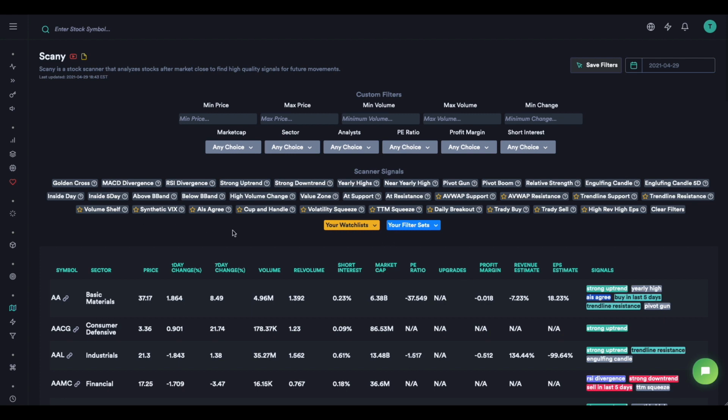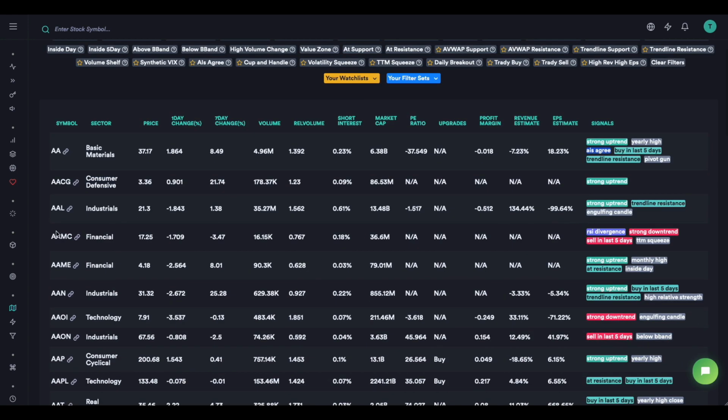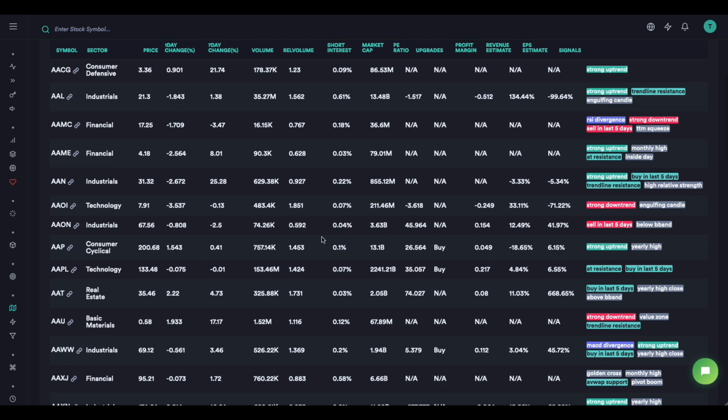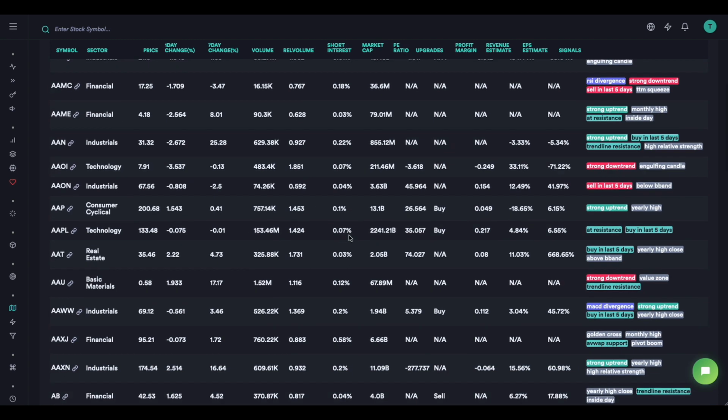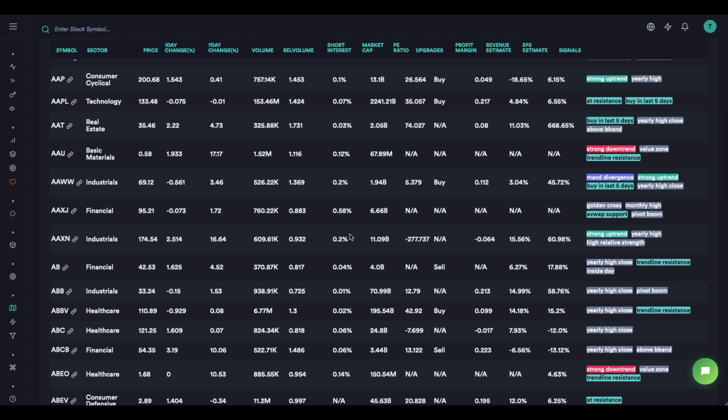Let's see something else. So let's see, we have for AL, we have a strong uptrend, obviously, then we have a trend line resistance, and we have an engulfing candle. I want to see something. Okay, so we have Apple, again we are at a resistance, but there was also a buy signal in the last 5 days. Let's see if we can find something else.